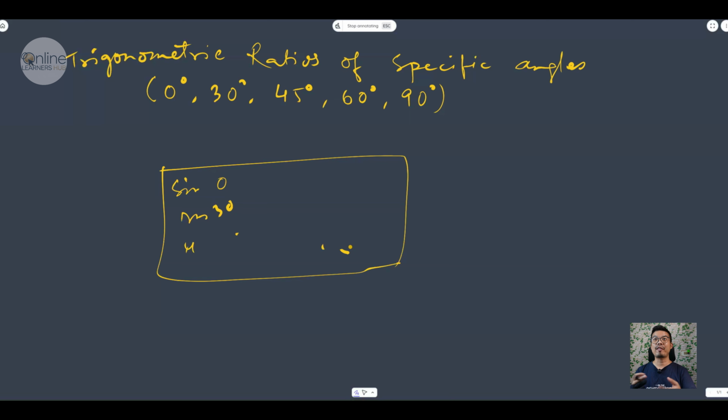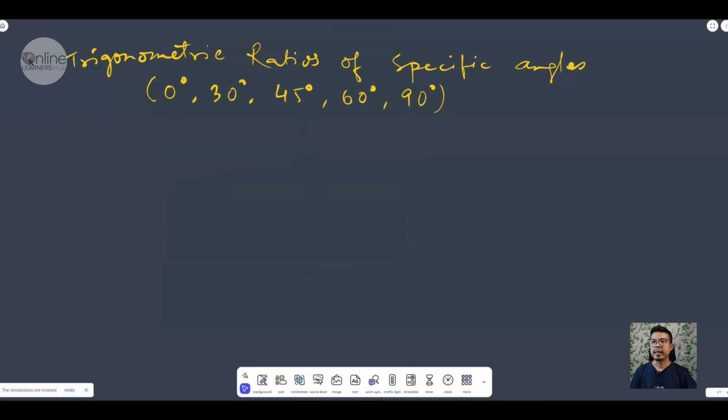I still remember the values, not because I'm brilliant, but because I cracked these tricks. Otherwise, when I speak generally, I cannot remember all the values. But if I use that trick, I can give the answer for all the specific angles. All right, so let's get started.